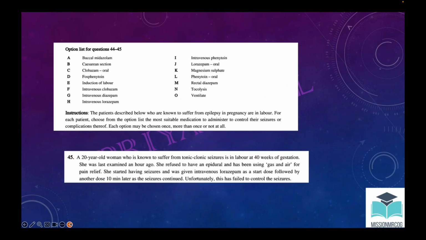Okay, so the patient has a tonic-clonic convulsion at 40 weeks. She has an epidural in place. She started having seizures. IV lorazepam was given as the first dose, and another dose 10 minutes later. But this doesn't control the seizures. What will you give? IV phenytoin.